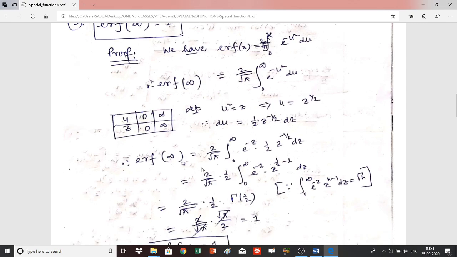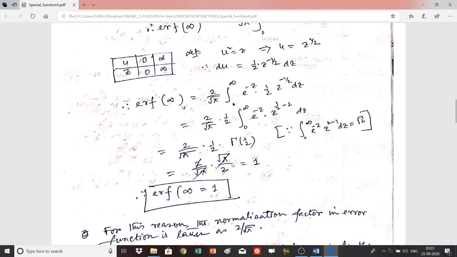After simplification, that will give you 2 by root pi, and this half comes from this term. So here is half, integral from 0 to infinity of e to the minus z, z to the power minus half, which you can write as z to the half minus 1 dz. This is nothing but the gamma function of half, because you know that the integral from 0 to infinity of e to the minus z, z to the n minus 1 dz is gamma n. In this case n is half, so this integral gives you gamma half, and gamma half is nothing but square root of pi. So this is done here.